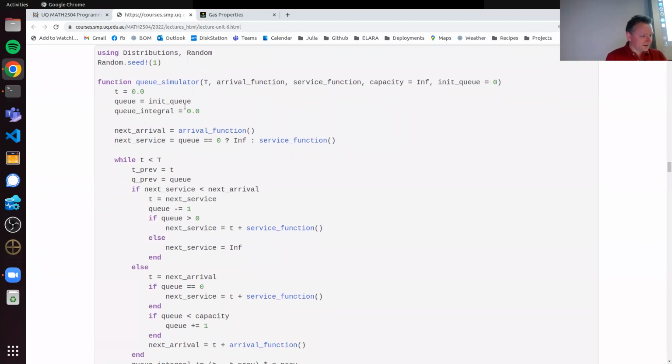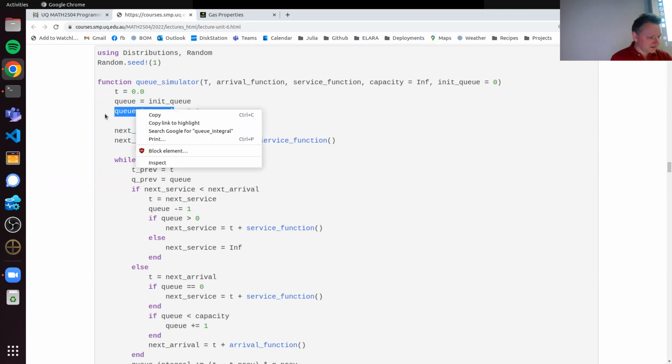So we start at time equals 0. We start with the number of people in the queue, which is init queue. And we're interested in Q integral. So the statistic we're going to care about is how many people have gone through the queue over T equals 1,000 or T equals 10,000 or something. And that will give us an average processing rate or whatever.